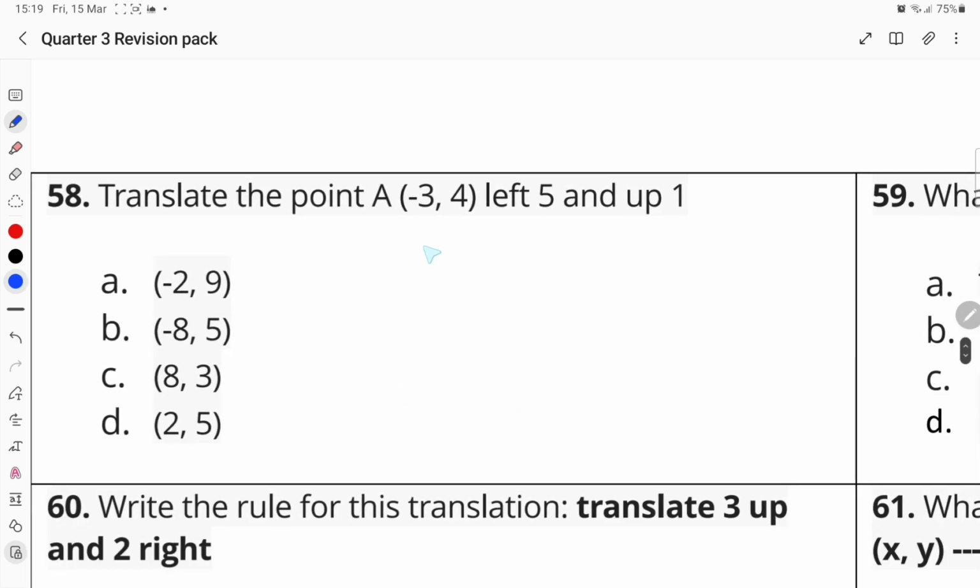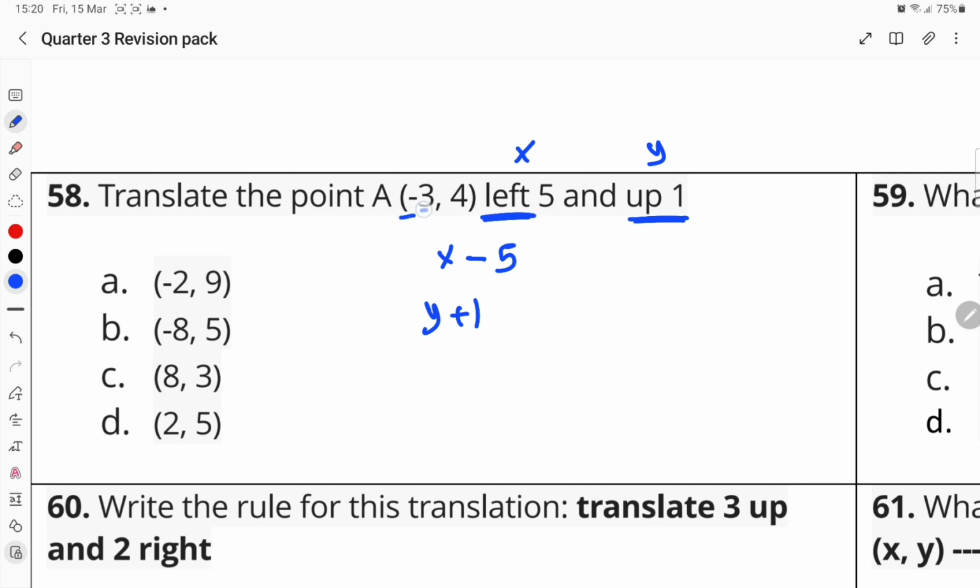58. Translate the point (-3, 4) left 5 and up 1. Again, left and right affects the x. Up and down affects the y. Left is negative, so minus 5: x minus 5. Up is positive, so y plus 1. Very good.